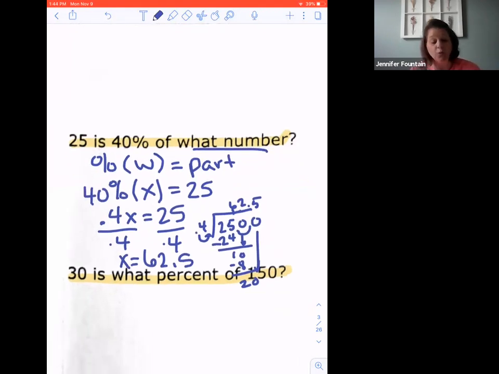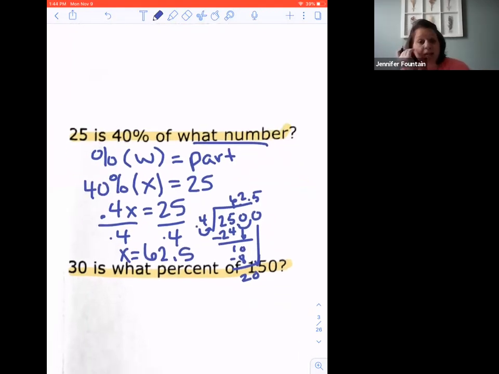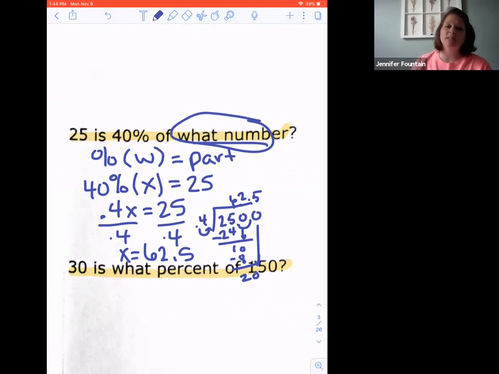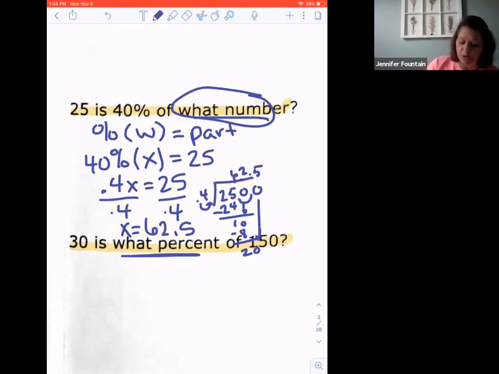Now be real careful and make sure, like in this number, it's saying what number. I'm not solving for a percent, so I'm not having to change 62.5 to a percent. Always be careful and pay close attention to what type of number. The only time you're going to change an answer to a percent is like the next one where it says what percent. So 30 is what percent of 150?